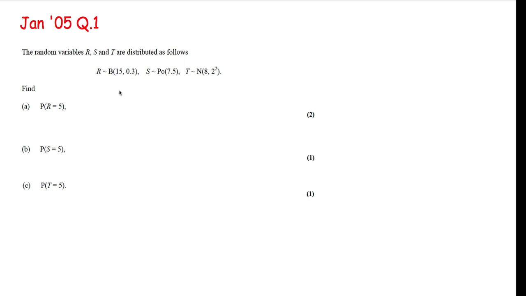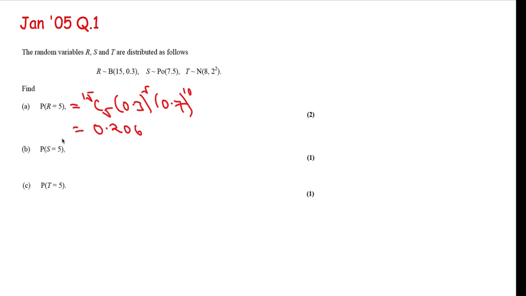The first part is to work out the probability that R equals 5. R is a binomial distribution, which means I'm going to use the formula in this case. The formula gives me 15 choose 5 times 0.3 to the power of 5 times 0.7 to the power of n minus x, which is going to be 10. And then when we plug that into the calculator, we get 0.206. So a nice handy 2 marks.